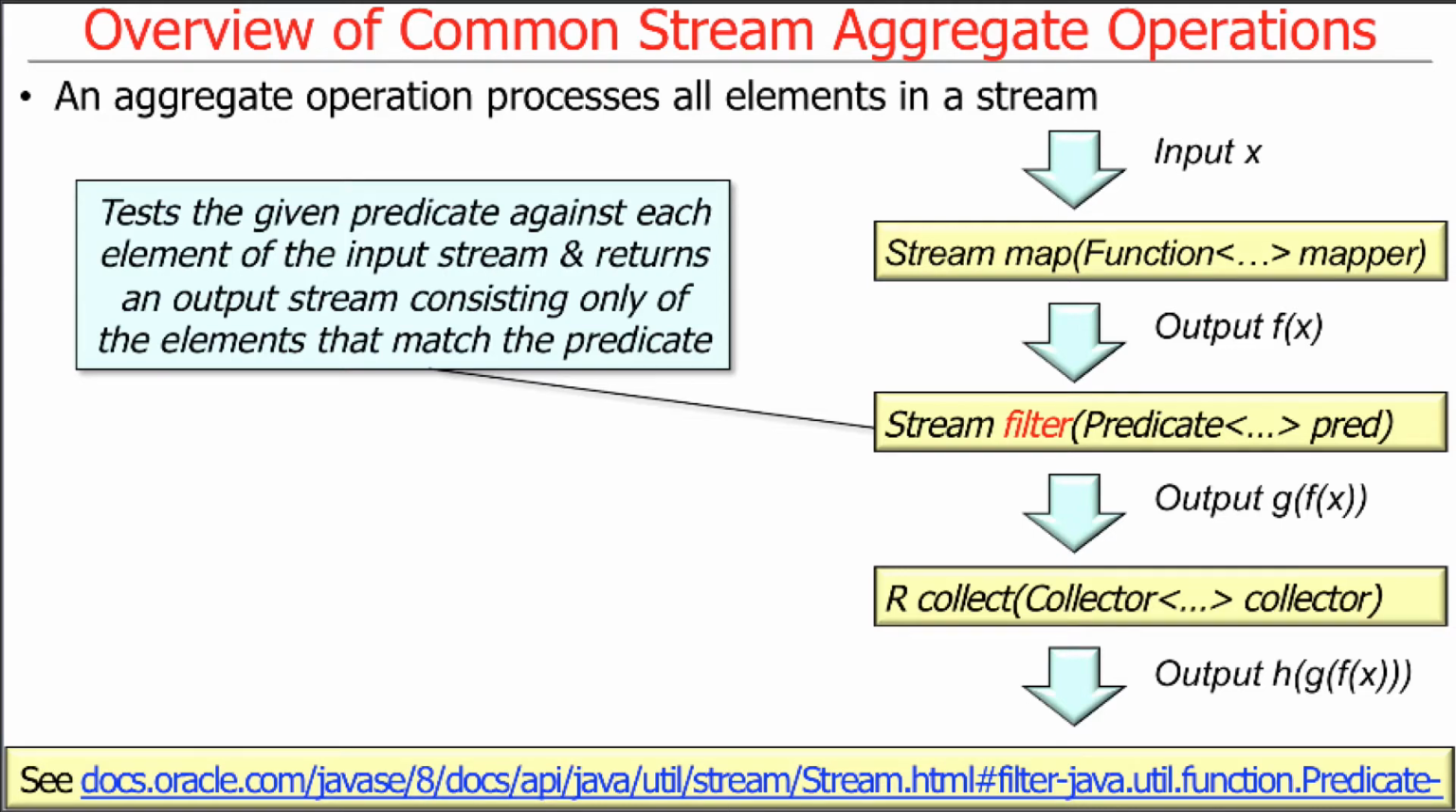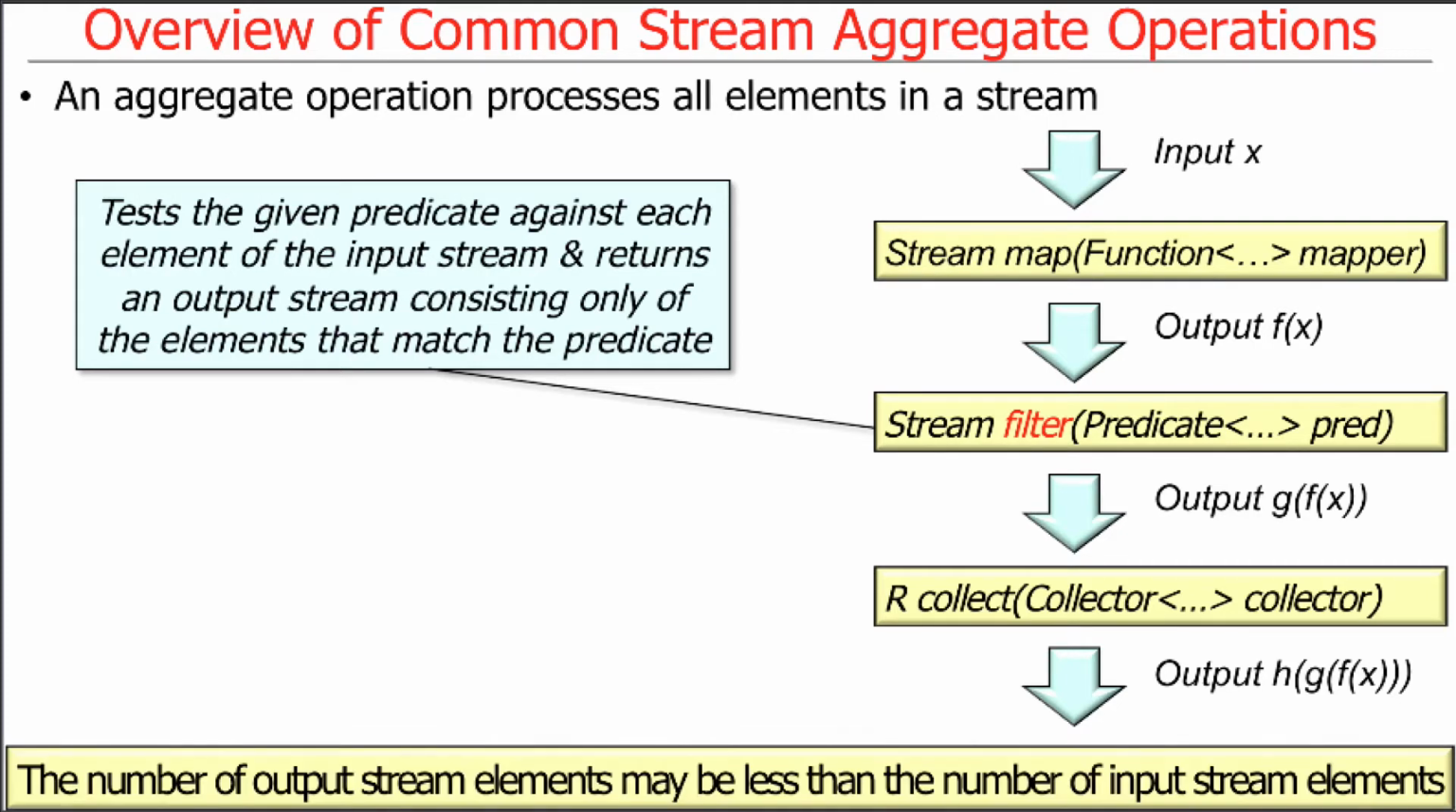Filter, in contrast, applies a predicate against each element of the input stream, and it returns an output stream that consists only of the elements that actually match the predicate. So it's basically a way of filtering stuff out. Think of panning for gold: you pour stones or rocks into your pan, and you filter out the stuff you don't want. In this case, the number of output elements from filter may be less than the number of input elements. If something doesn't match the filter, it doesn't come out. It's stopped.